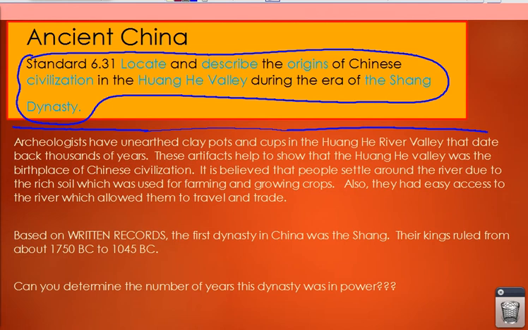Okay, does anybody want to read the first paragraph here? Okay, Lexi, go for it. Archaeologists have unearthed clay pots and cups in the Huanghe River Valley that date back thousands of years. These artifacts help to show that the Huanghe Valley was the birthplace of Chinese civilization. It was believed that people settled around the river due to the rich soil which was used for farming and growing crops. Also, they had easy access to the river which allowed them to travel and trade. Based on written records, the first dynasty in China was the Shang. Their kings ruled from about 1750 BC to 1045 BC.